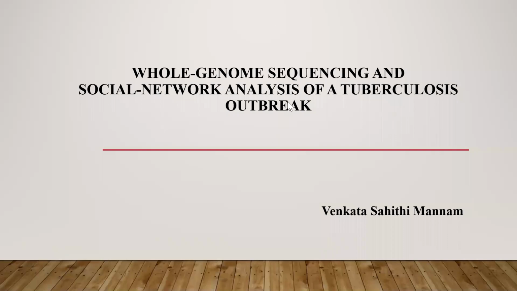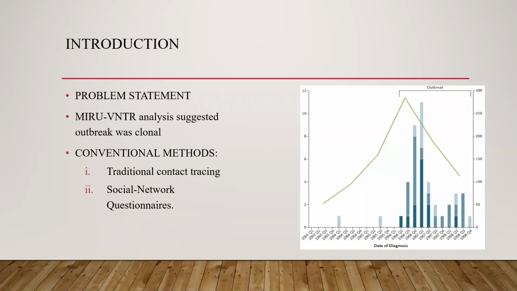Good evening, all. Today, I'm going to give a review on whole genome sequencing and social network analysis of a tuberculosis outbreak. This paper mainly focuses on genetics and about how a machine learning technique aided to identify the source of the outbreak. It involves more of genetics terminology, and I try to simplify as much as I can.